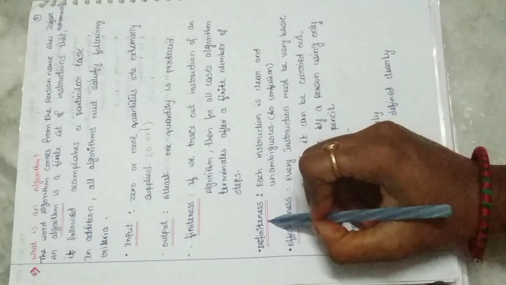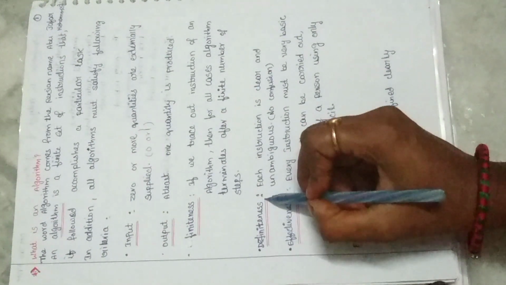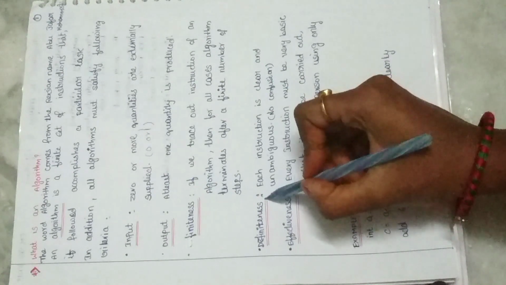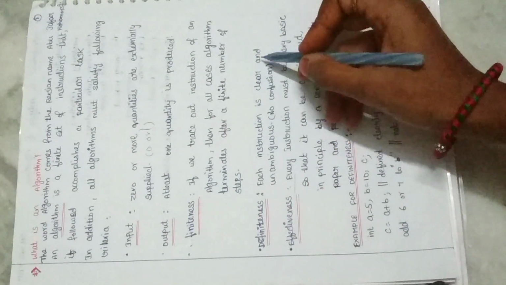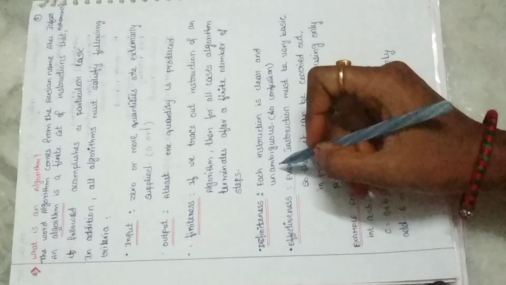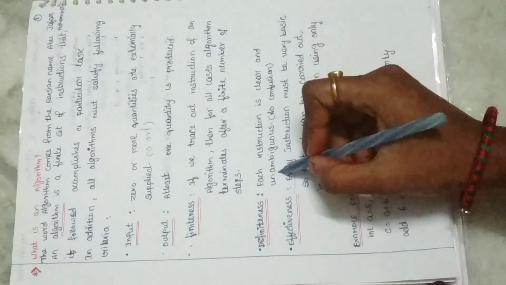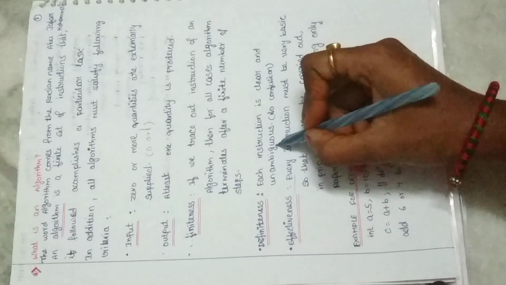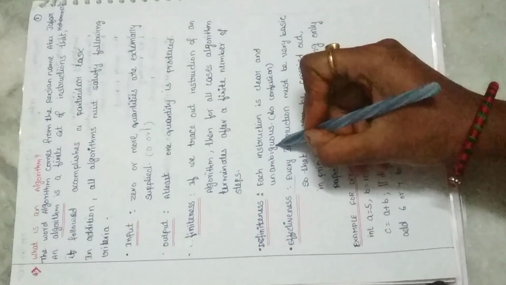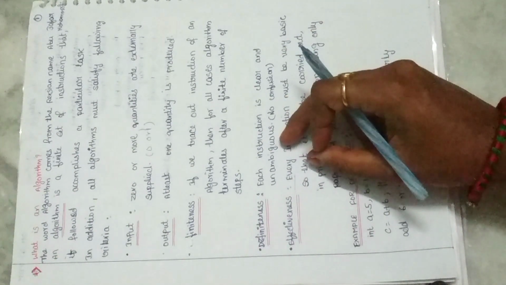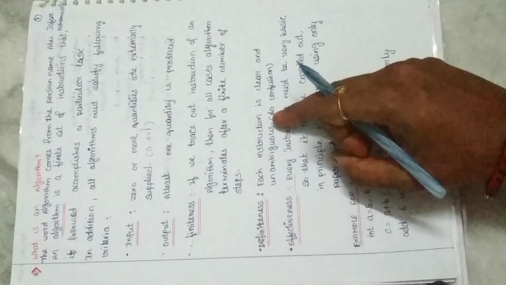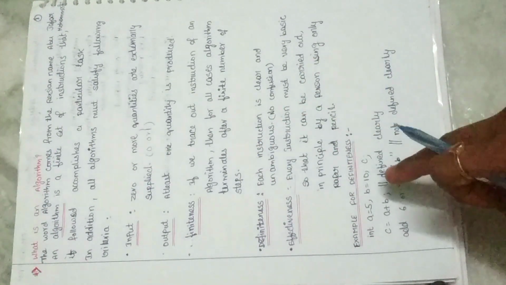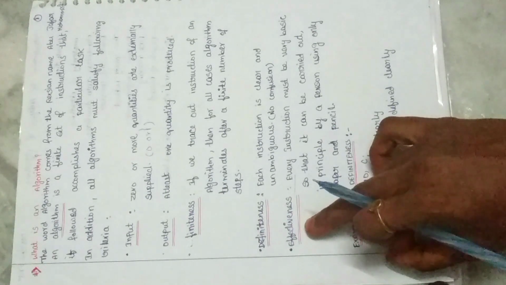Next comes the characteristic called definiteness. Definiteness means each instruction should be clear and not ambiguous. Ambiguous means creating confusion for the system, about whether to execute the first instruction or the second. So whenever we write an algorithm, the instructions should be definite and should not create any confusion. Next comes effectiveness.